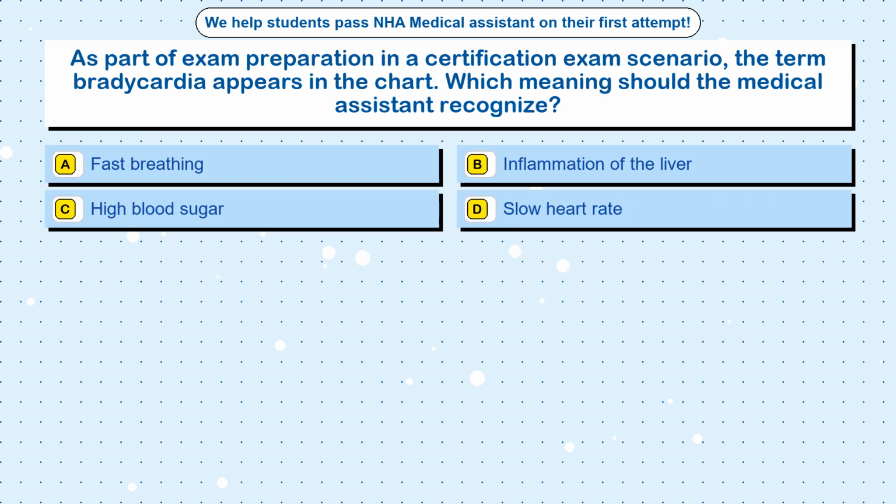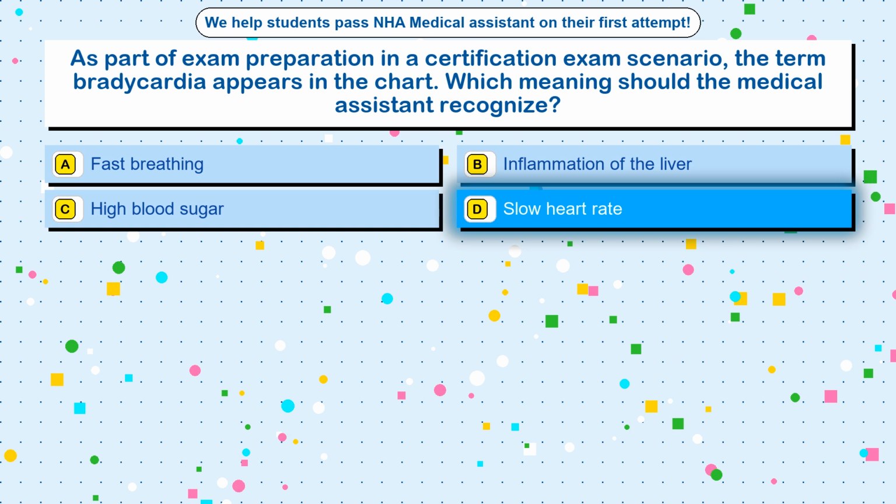Question 52. As part of exam preparation in a certification exam scenario, the term bradycardia appears in the chart. Which meaning should the medical assistant recognize? Option A. Fast breathing. Option B. Inflammation of the liver. Option C. High blood sugar. Option D. Slow heart rate. The correct answer is option D.